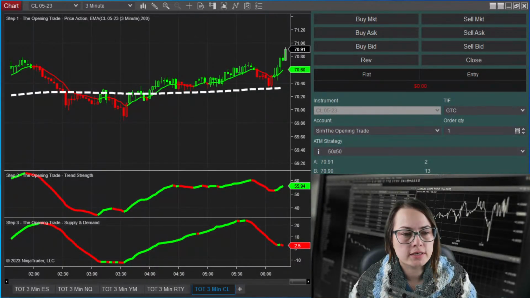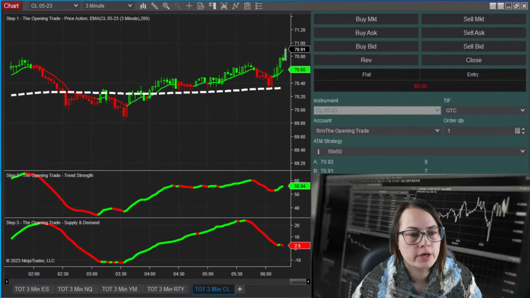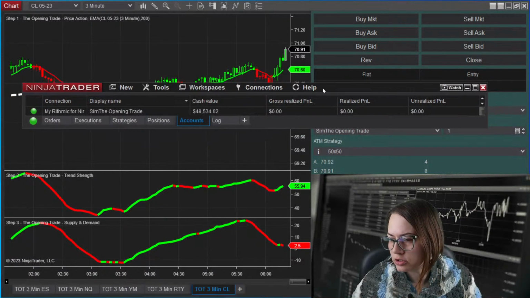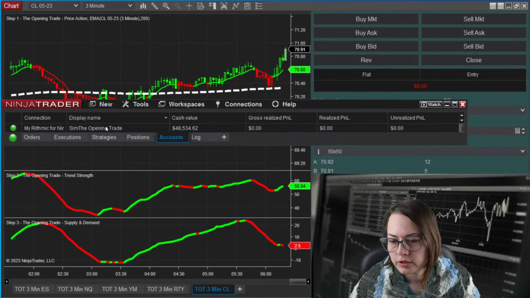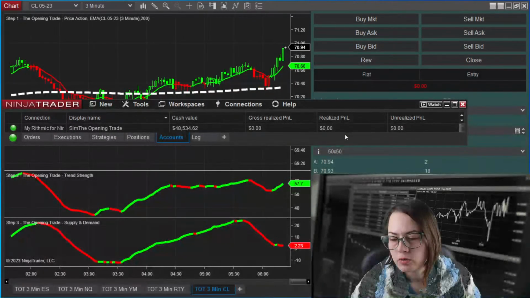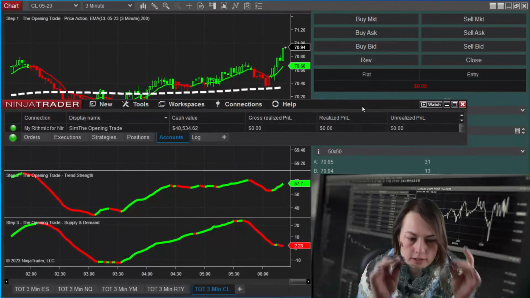All right, let's take a look at the current sim account balance. Pull this over from NinjaTrader. Here we go. Simulated the opening trade, cash values, this column and this column will change if any manual or automated trades take place.